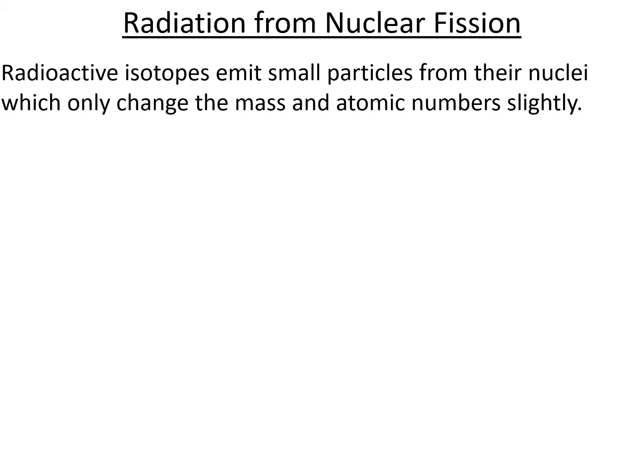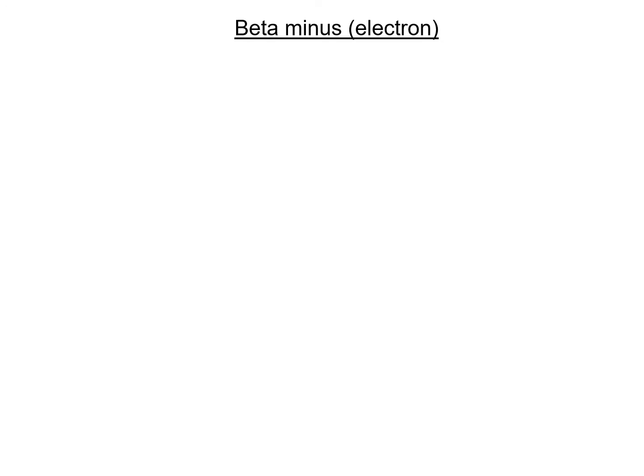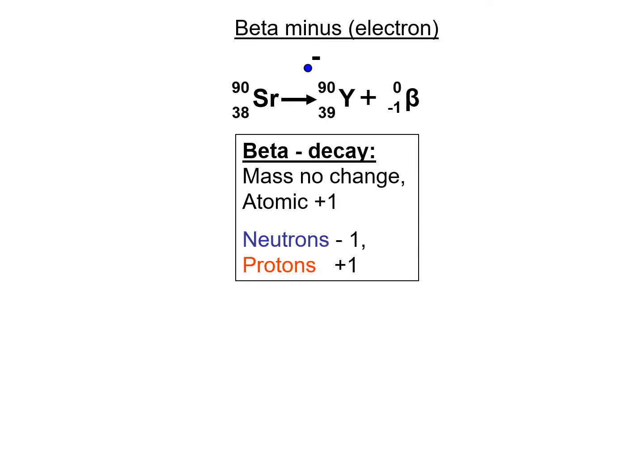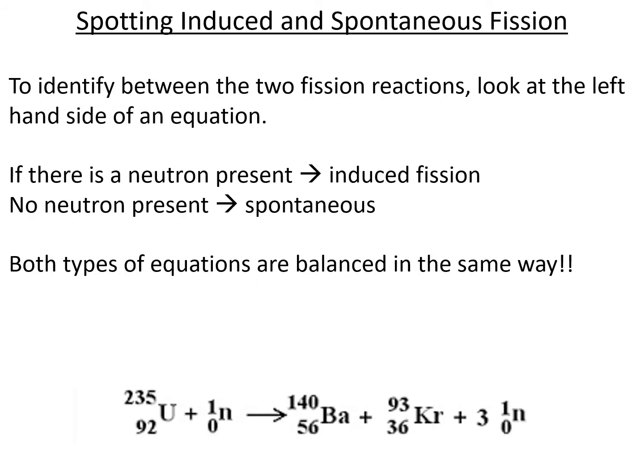Now, when the radioactive isotopes undergo nuclear fission, they give out small particles which change their mass a little bit and their atomic number slightly. And you now know how that happens because you know that you can get alpha decay and how that changes the mass and atomic number. You know that we can get beta radiation, which again can change its atomic number. And you know that gamma radiation doesn't change its atomic or mass number at all, but it does give out energy.